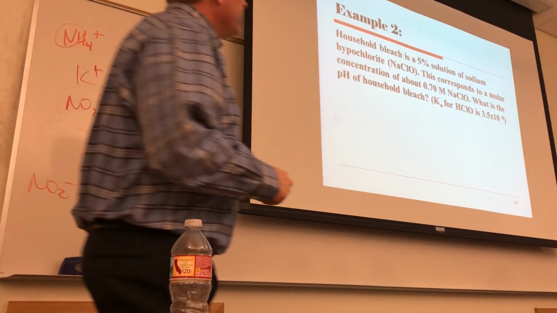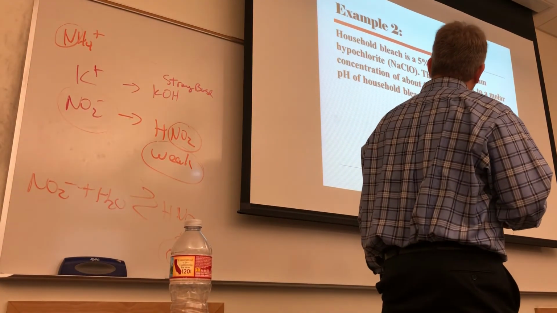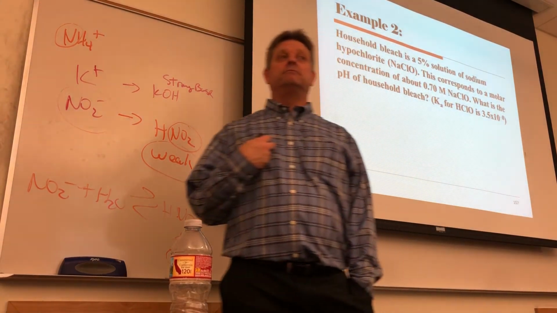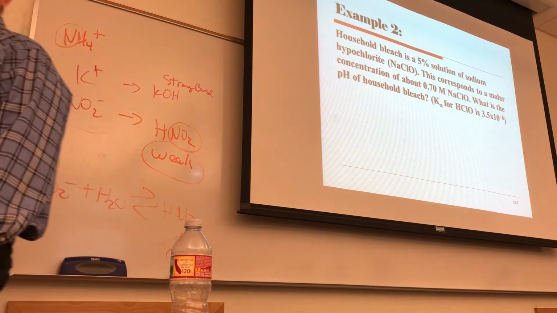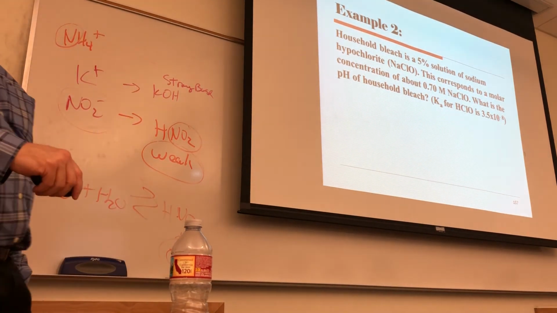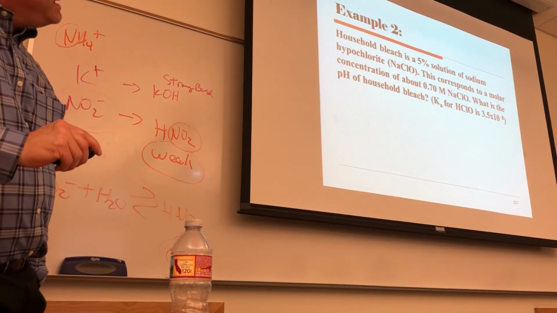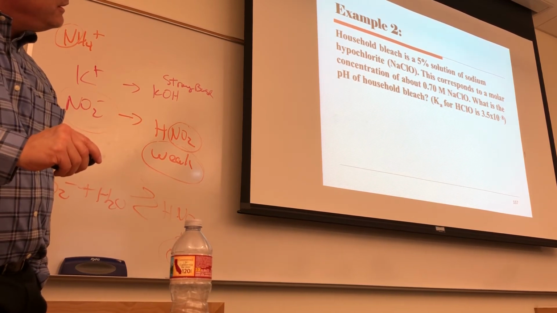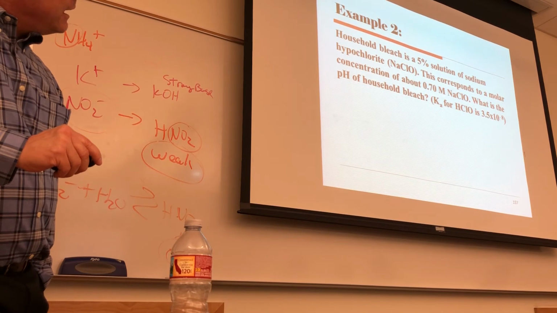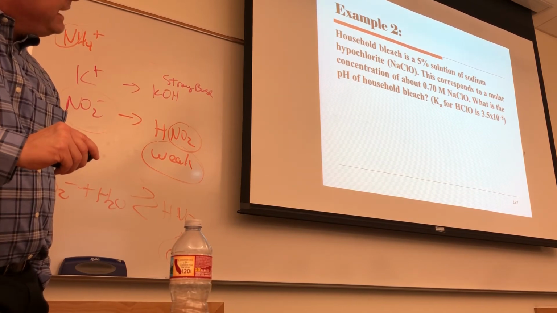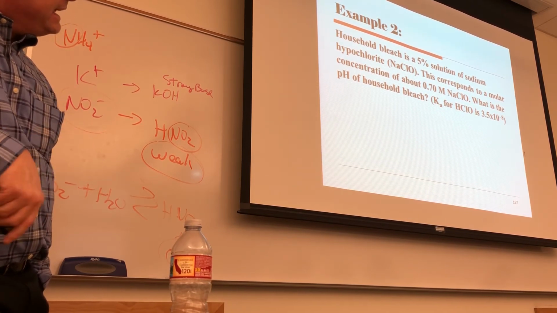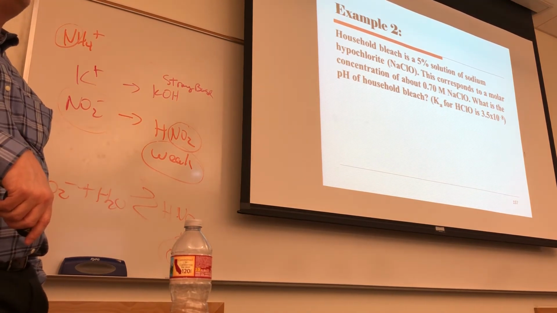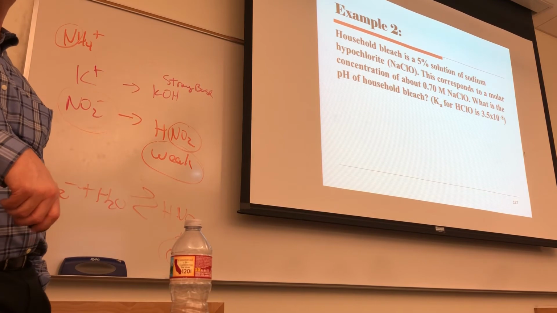Okay, let's walk you through this. This is kind of similar to what we looked at before, right? Household bleach is a 5% solution of sodium hypochlorite, NaClO. This corresponds to a molar concentration of about 0.7 molar sodium hypochlorite. What is the pH of the household bleach? And I give you the Ka for HClO. Let's just walk through what we need to do intellectually here.